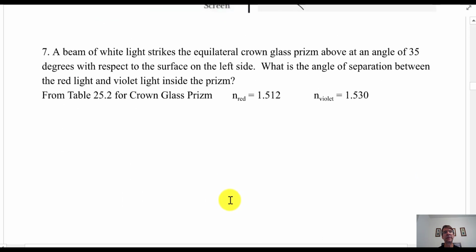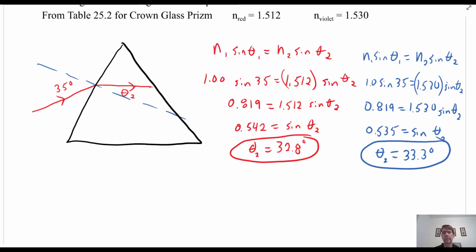You have a beam of white light striking the equilateral crown glass prism that I have up there at the top, at 35 degrees. What is the angle of separation between red and violet inside the prism? I'm going to draw a couple diagrams here and then show you how this is done. So I've done most of this. Here's our diagram. This represents white light.